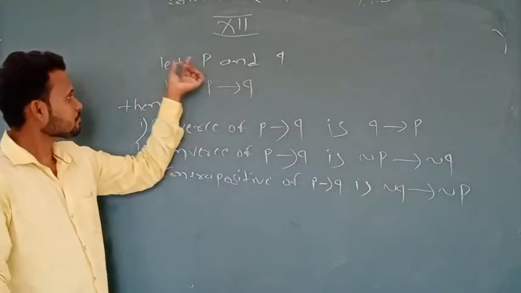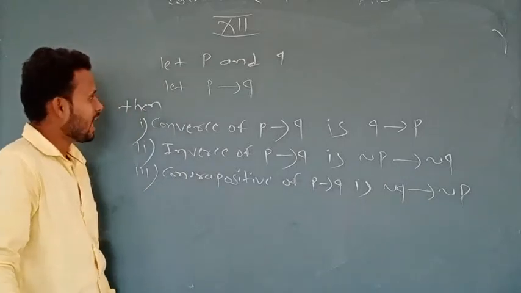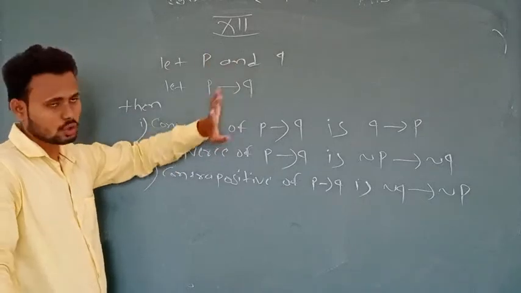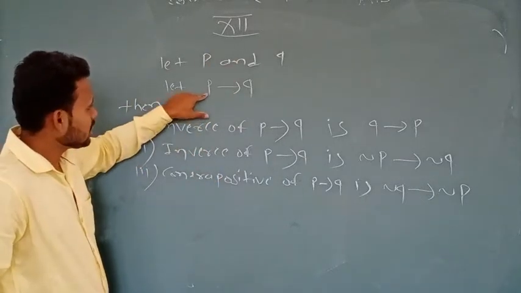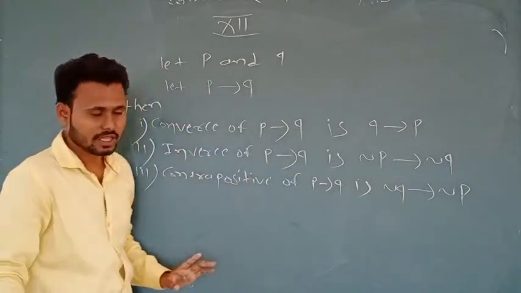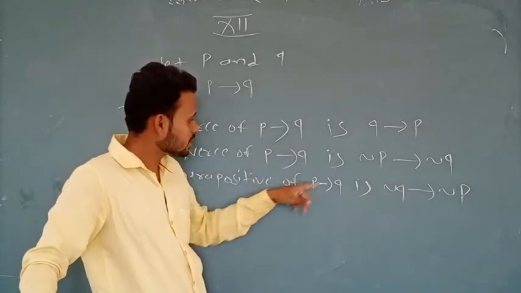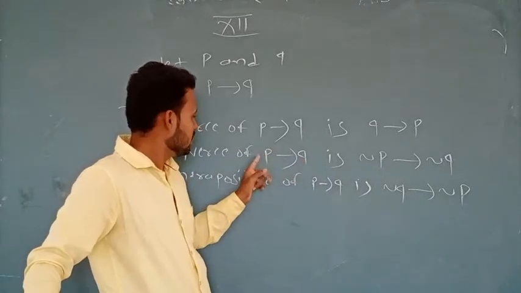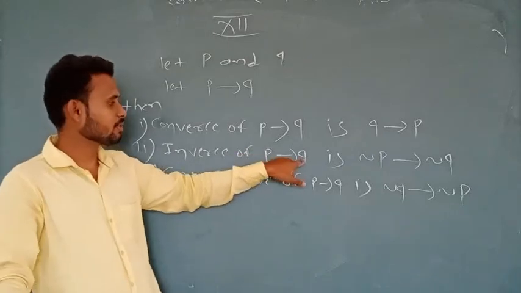Therefore, the definition: let P and Q be any two simple statements, and let P implies Q be the conditional statement of P and Q. Then the converse of P implies Q is Q implies P. The inverse of P implies Q is, just take the negation of both the substatements. Means the inverse of P implies Q is negation of P implies negation of Q.